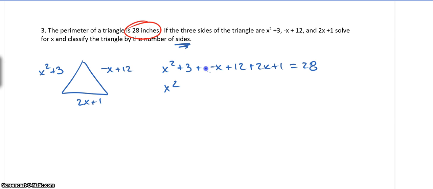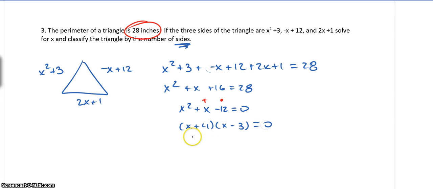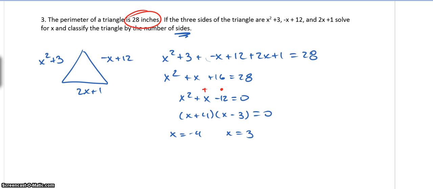I have my x squared. Negative x plus 2x is plus 1x. 3 plus 12 is 15. Plus 1 is 16, equals 28. Now we have an x squared, so we got to get it equal to 0. So I'm going to subtract 28 to get x squared plus x minus 12 equals 0. So now we have our quadratic equation. So I need 2 numbers that multiply to negative 12 and add to positive 1. Well, that's positive 4 and negative 3. Zero product property tells me x is negative 4 and x is positive 3.